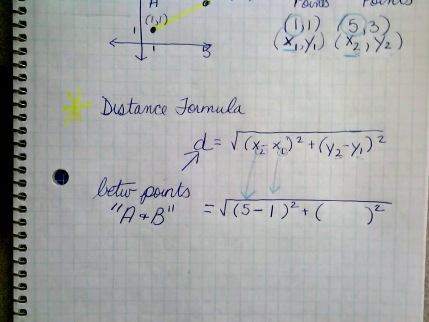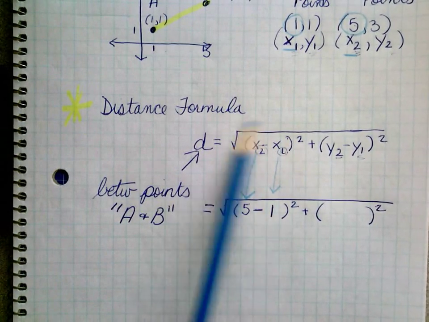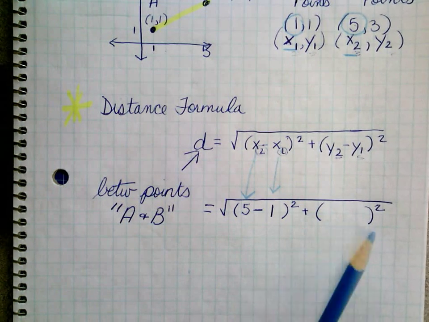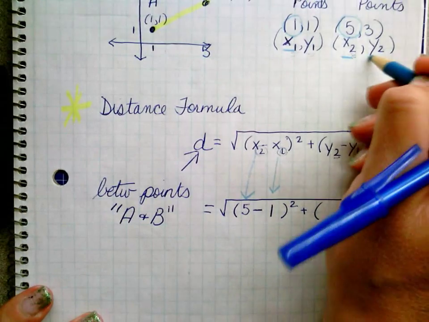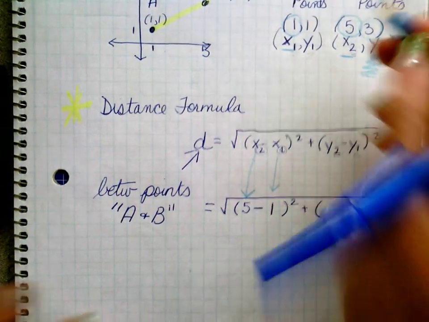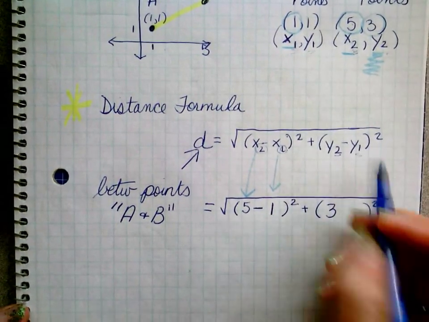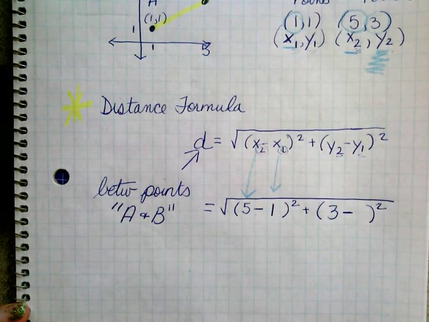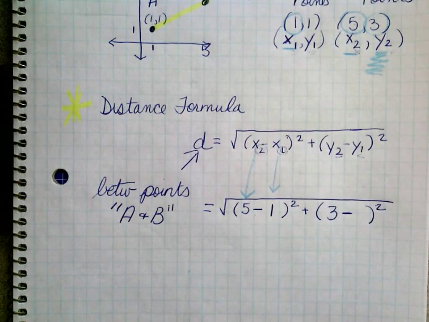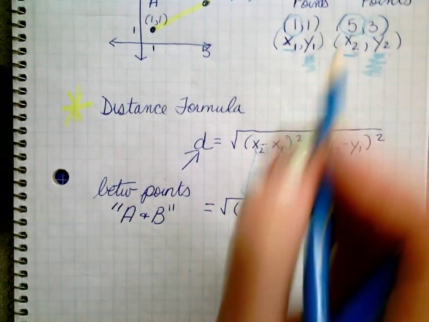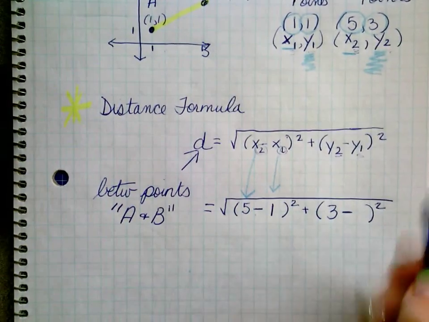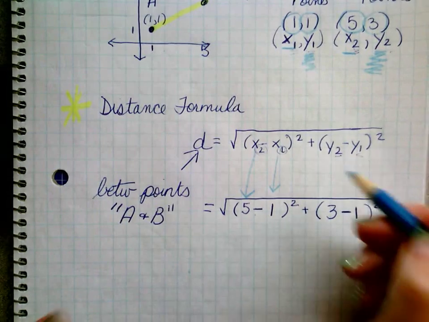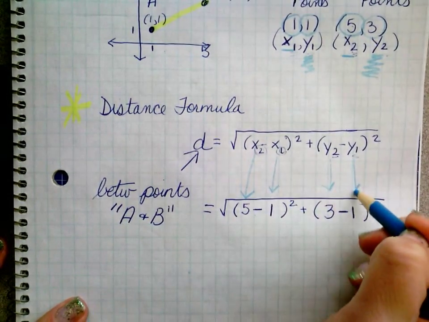Does anybody have any questions as to why I put what I put where? Over here, the y's. Y sub 2 goes first, which happens to be the 3. Following along, the minus, my y sub 1, which is the second piece. That happens to be a 1. So we filled in our x points, we filled in our y points.